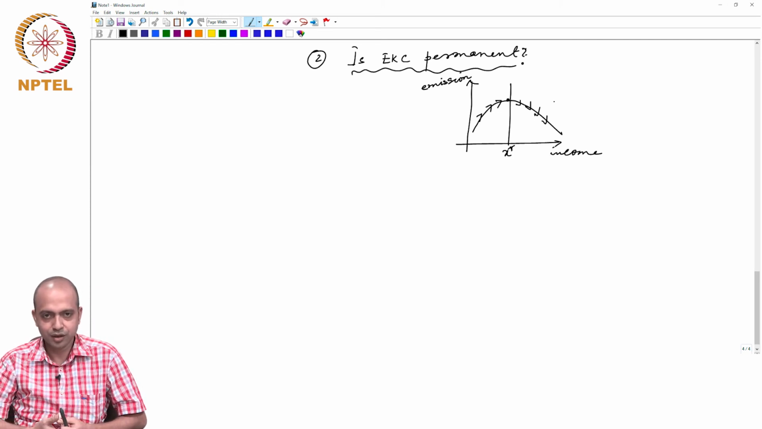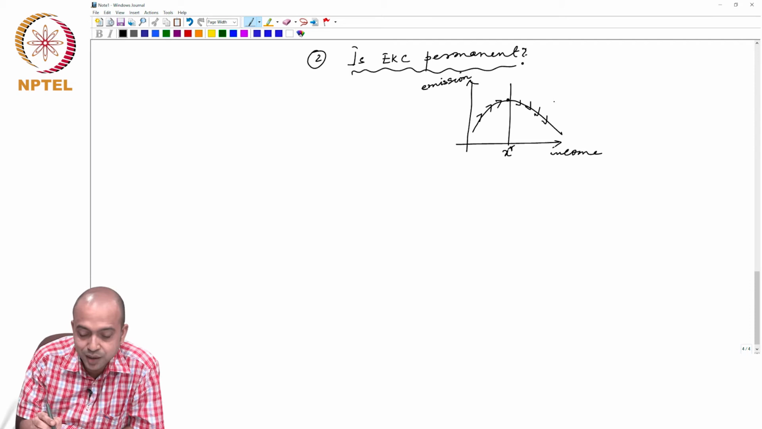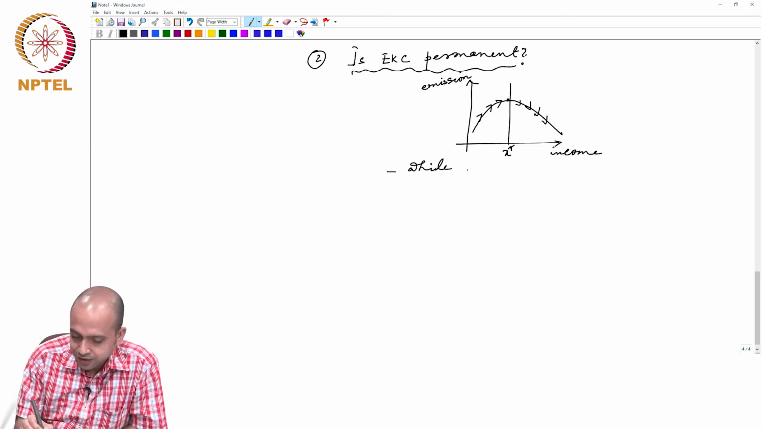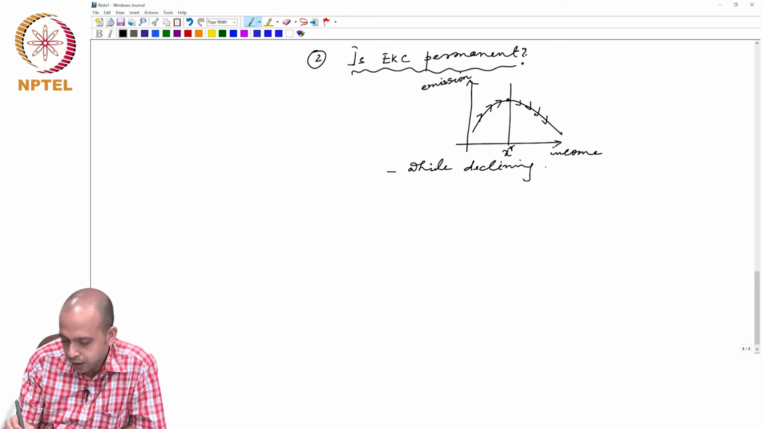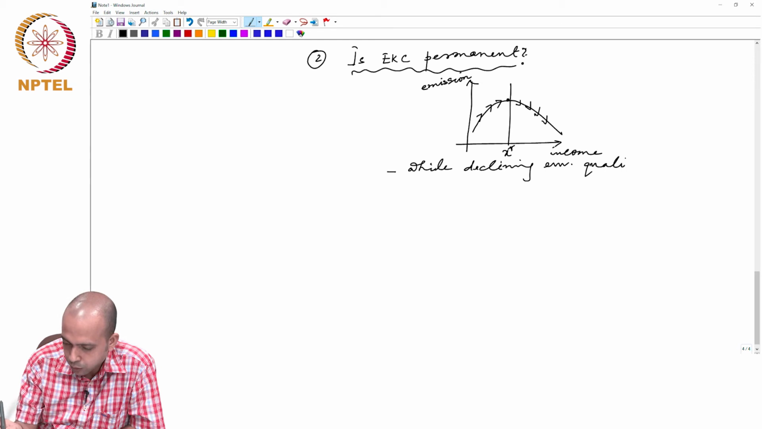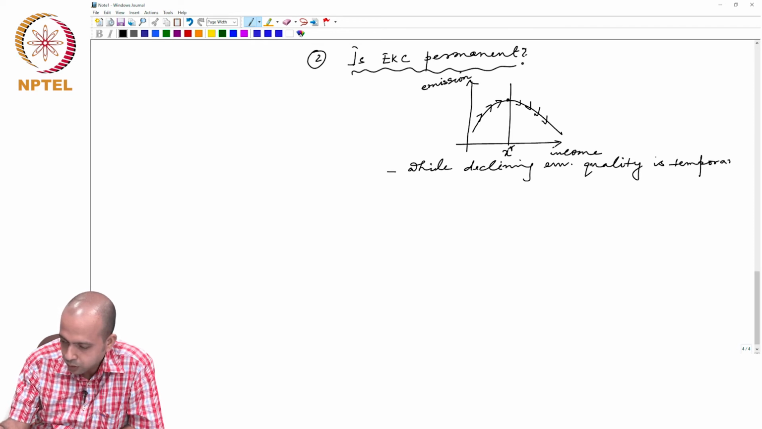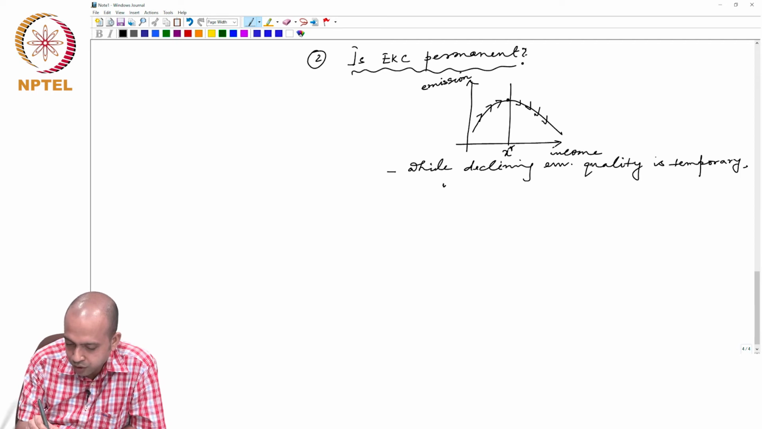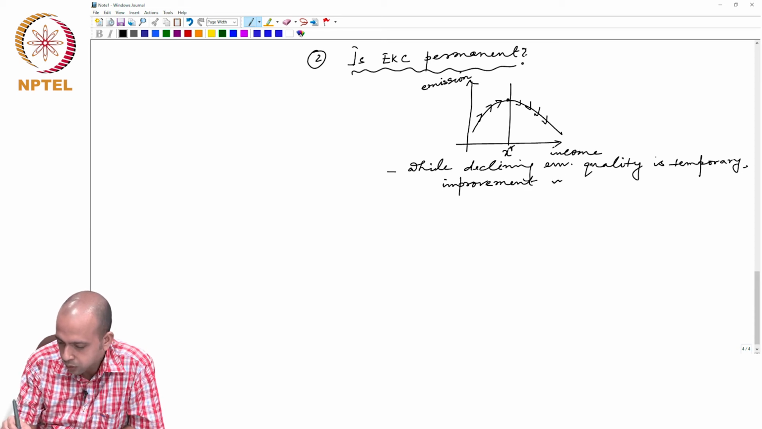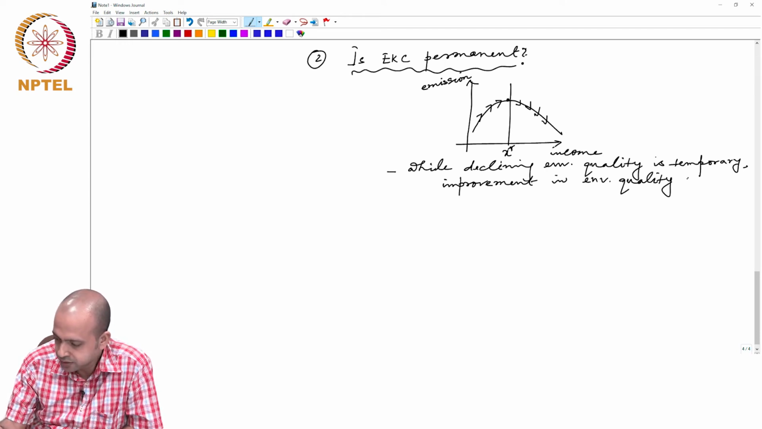and environmental quality will start improving. So, what we are assuming basically by the EKC hypothesis is that while declining environmental quality is temporary, improvement in environmental quality is permanent.